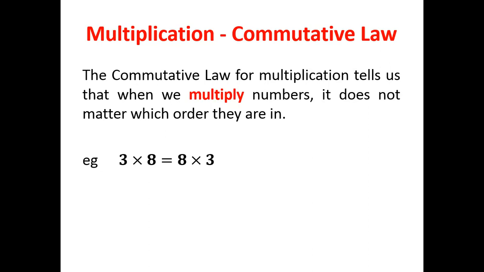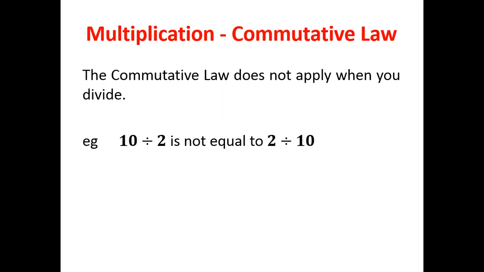Alright, well, the commutative law for multiplication tells us that when we multiply numbers, it doesn't really matter which order they're in. For example, 3 multiplied by 8 is exactly the same as 8 multiplied by 3. The commutative law does not apply when you divide, and we'll talk about that a bit more when we get to the division videos. 10 divided by 2 is not the same as 2 divided by 10.